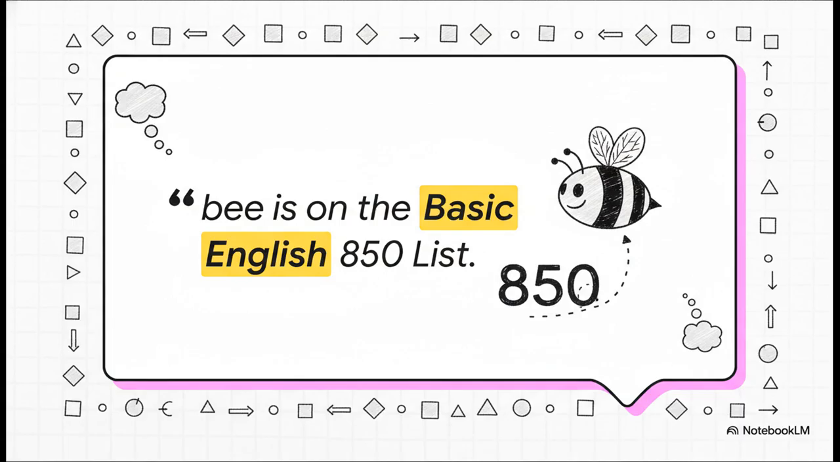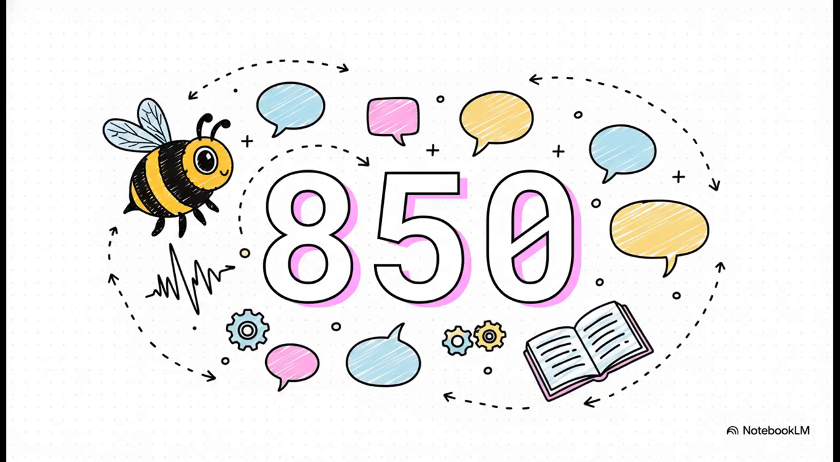There it is. Bee is on the Basic English 850 list. Now, at first glance, that might just seem like a random piece of trivia. But that one sentence, it's pointing us towards a really fascinating system for communication. 850. That number is not random at all. It is a very carefully chosen number that pretty much unlocks the entire reason this dictionary exists. So, what is the Basic English 850 list?